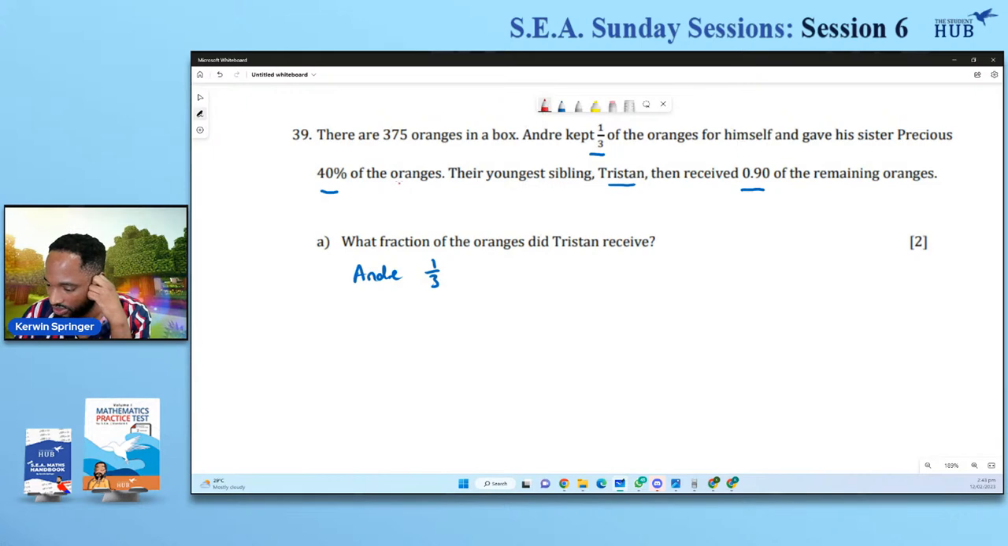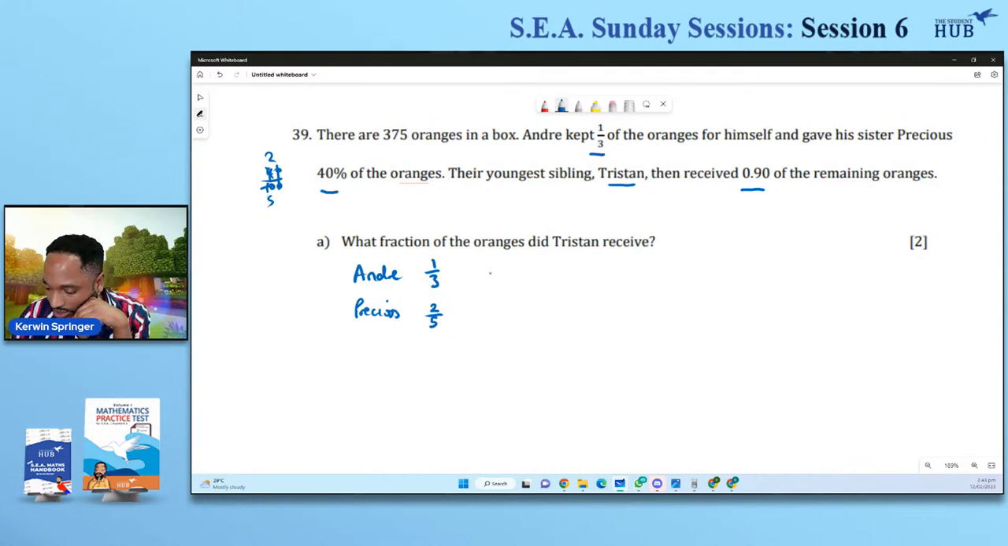Now, not of the remaining, of the oranges themselves. So Andre had 1/3, and Precious had 40%. 40% is the same as 2/5. 40% is the same as 40 over 100, and that can be broken down to 2/5. So I'm keeping everything in fractions now.